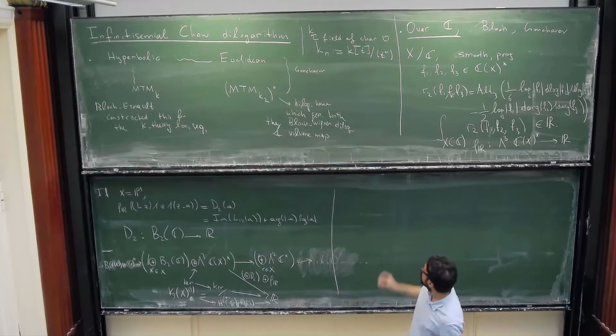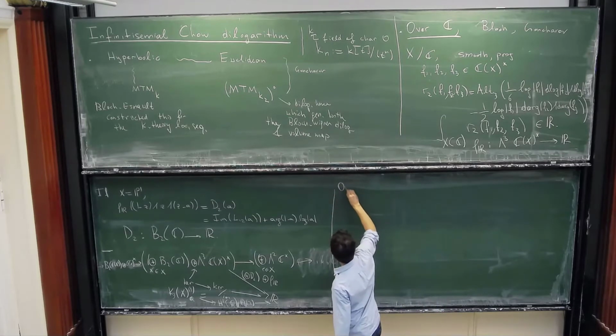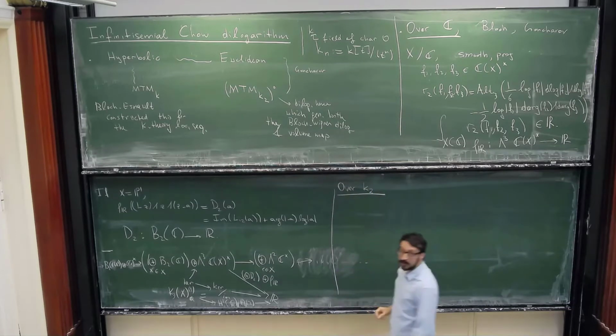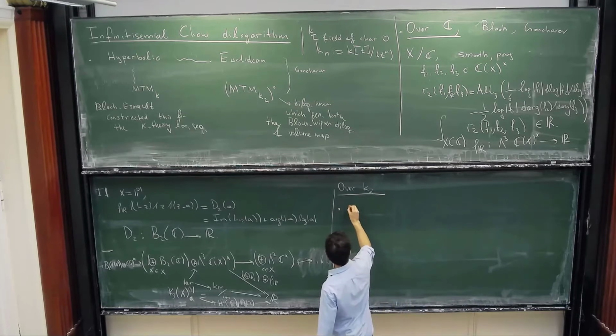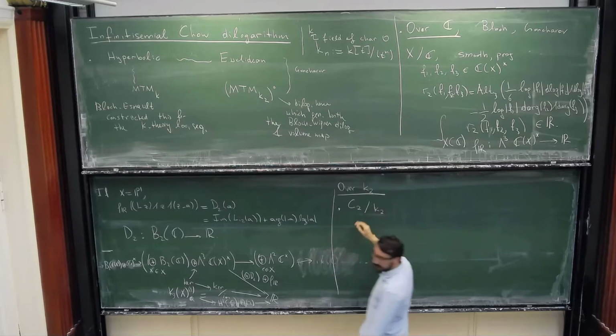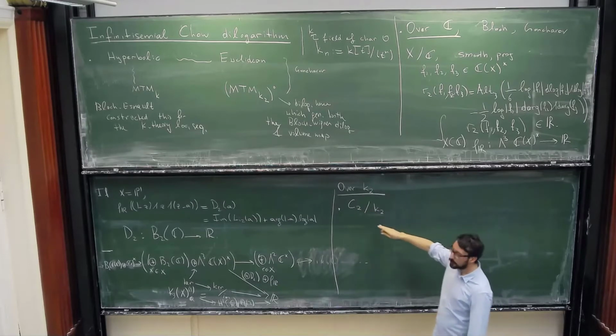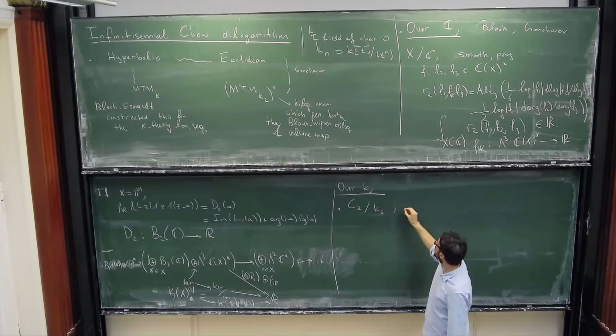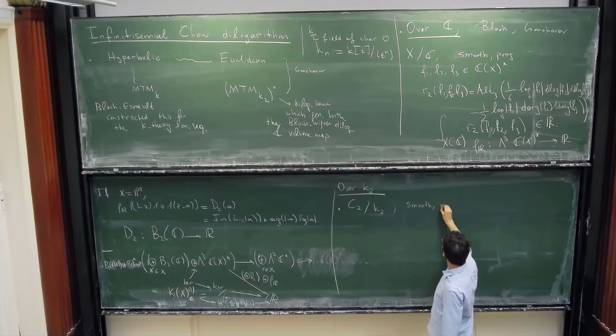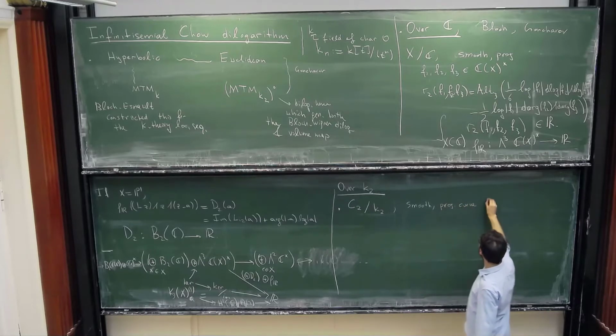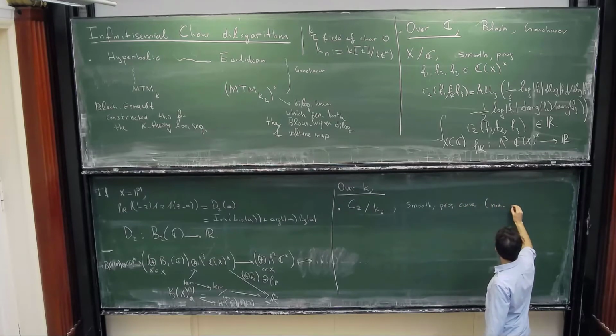So now over K2. So now the basic situation is that we have a curve C2. I denote it by C2, but it doesn't necessarily come from base change from K. So C2 is a smooth projective curve over K2, and I emphasize that it's not necessarily constant.